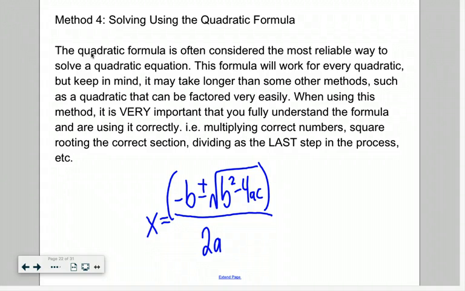So while it is something that can be used, you just really need to make sure that you are using it correctly. Remember that you're square rooting the right thing, and you're dividing everything by 2a. So you're evaluating this entire numerator before you do your division by 2a. Put things into your calculator correctly, because that's where you can see some mistakes being made. But let's get into some of these examples.